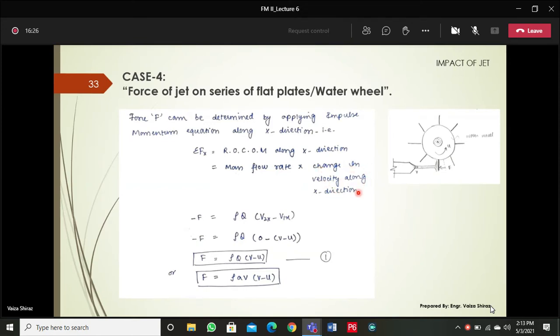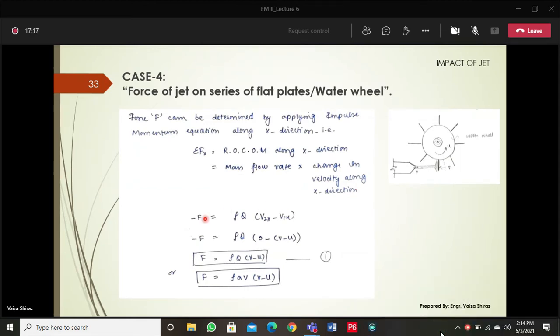Now please make sure, where you may be confused here, that by assumption we have said that the mass flow rate will not change. It means that it will remain rho Q or rho A V. But we have not stated anywhere that the velocity will remain unchanged. Velocity will not remain unchanged. You will use the relative velocity in this case. What is the reason for this? Because your plates are actually moving. Okay, in this case your mass flow rate is constant.